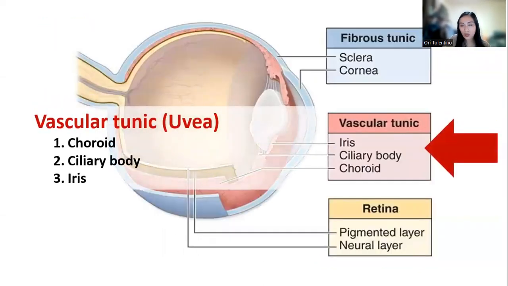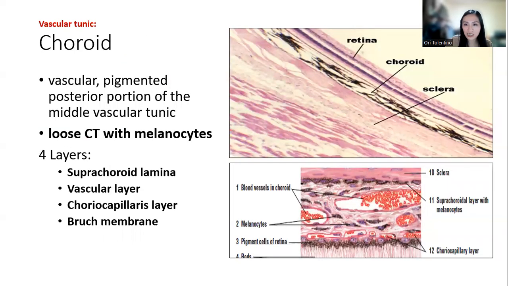Okay, so let's go to the middle vascular layer containing the choroid, the ciliary body, and the iris. Collectively called the uvea, meaning grape in Greek. Grapes. Why is it grapes? It is because it's darkly stained, darkly pigmented, and overall round in shape. So it's like a grape. Okay. So your vascular tunic is sandwiched between the fibrous tunic, the sclera, and the photosensitive retina. So it's found in the middle. It's a middle vascular tunic.